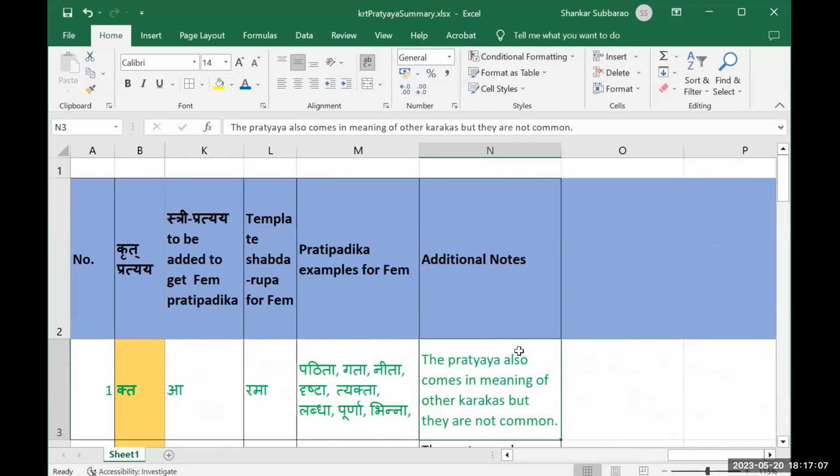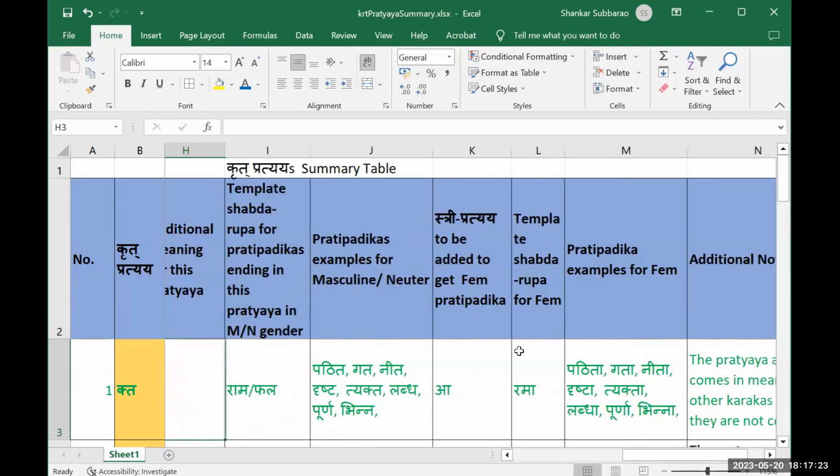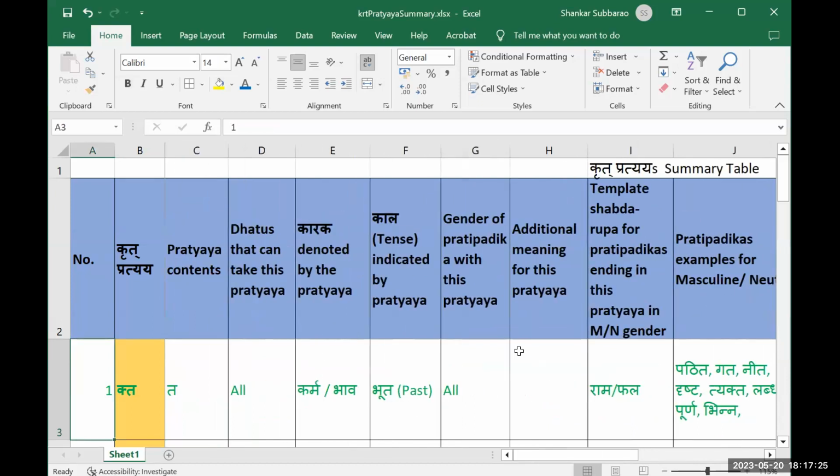This pratyaya also comes in the meaning of other karakas. All right. This kta pratyaya is a very dangerous fellow. He has too many meanings. All right. So that will answer Ganeshanji's question in a minute. Now I want you to look at kta pratyaya. We look at the same kta pratyaya in another dimension.